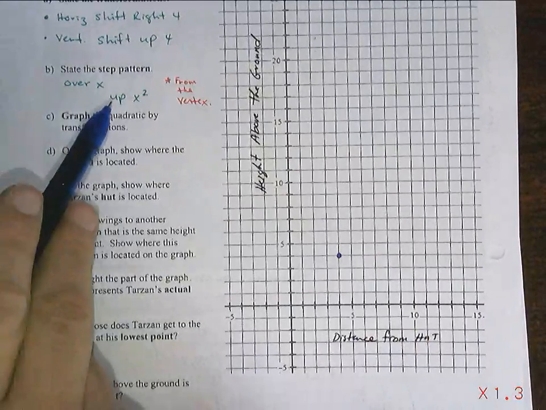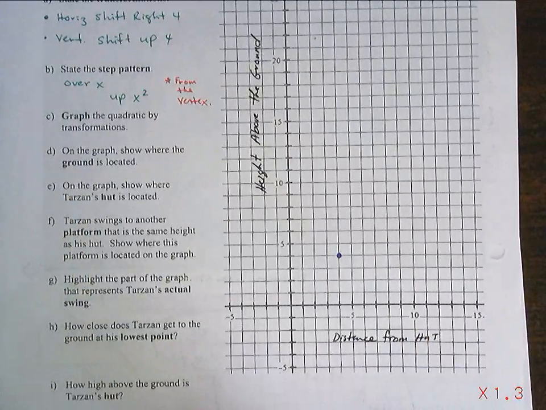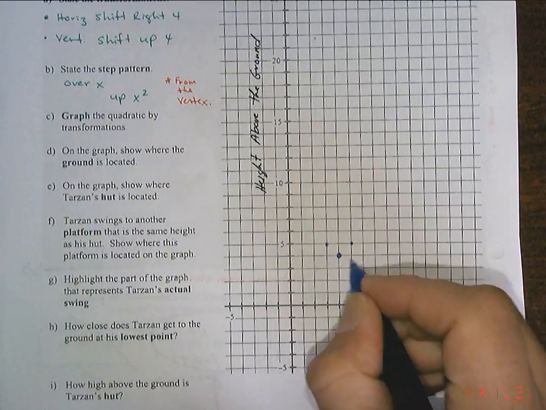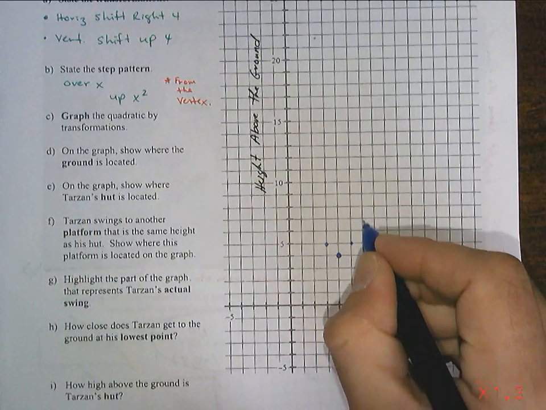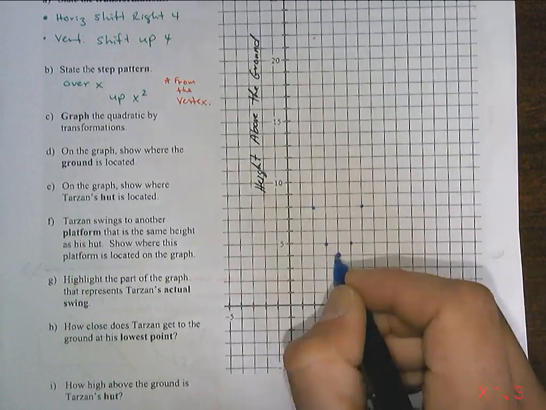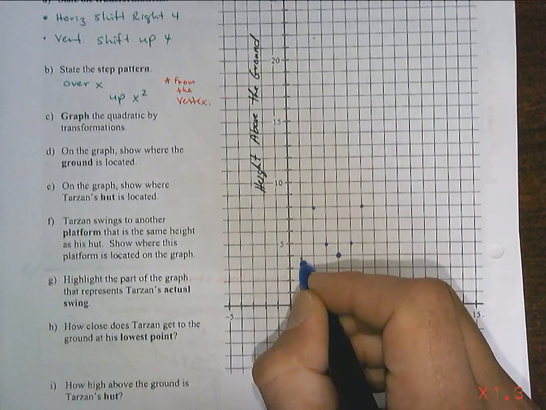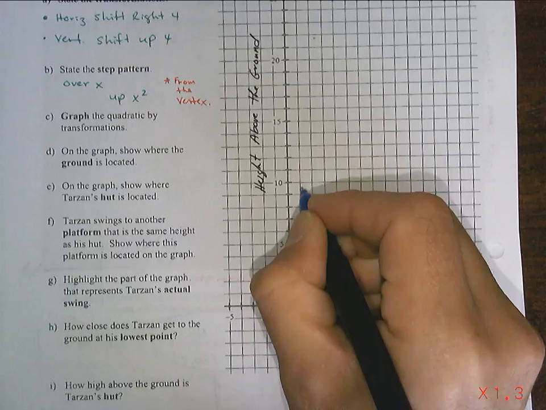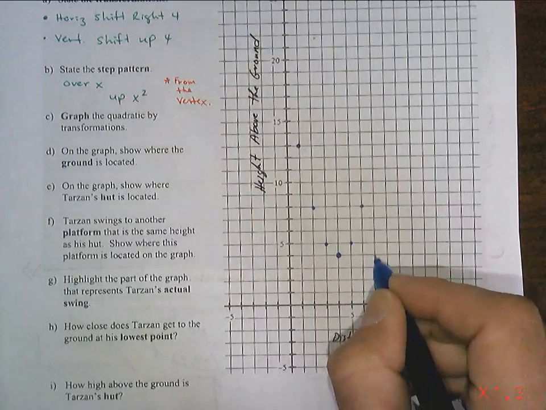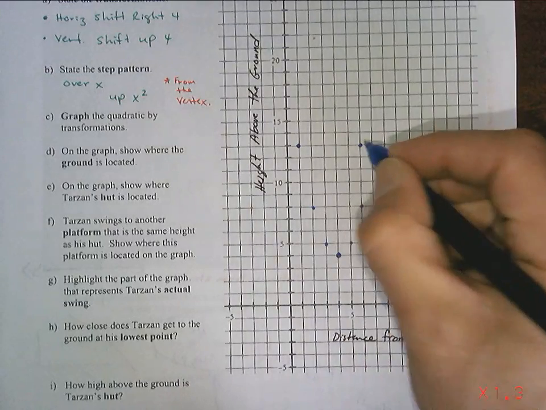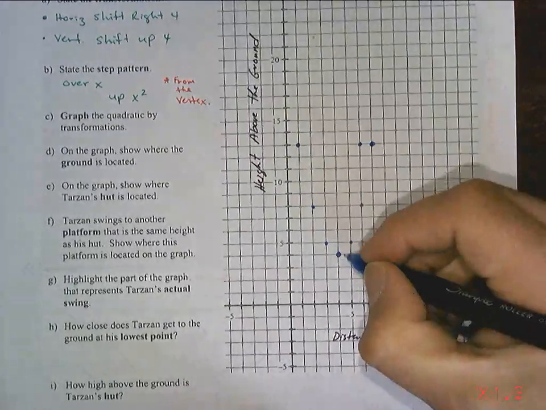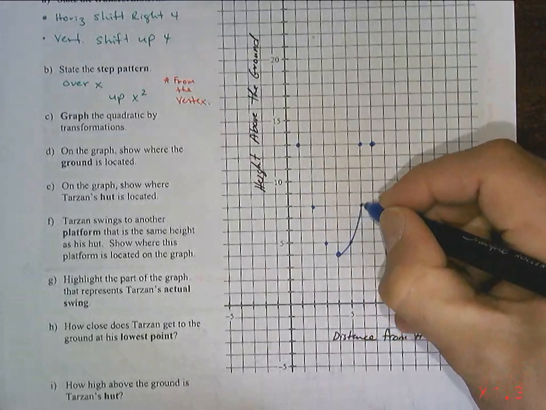Now, step pattern, over 1, up x squared. So, over 1, up 1, over 1, up 1. Over 2, up 4. 1, 2, 3, 4. Over 3, up 9. 1, 2, 3, 4, 5, 6, 7, 8, 9. Notice that you're going up from the vertex. Oops. Over 1. Okay, so now, lots of kids are going to do this.